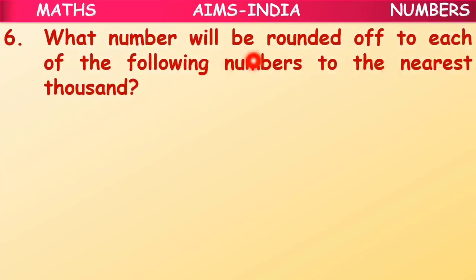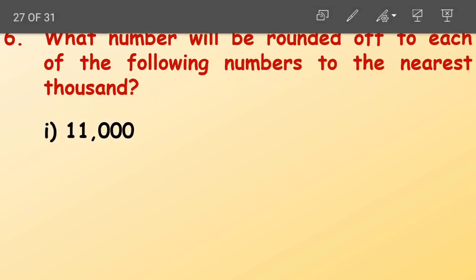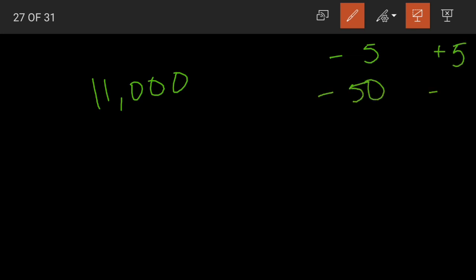What number will be rounded off to each of the following numbers to the nearest thousands? Now 11,000 is given. We have to find out which numbers could be estimated as 11,000. See, for tens we subtracted 5 and added 5. For hundreds we subtracted 50 and added 50. Now for thousands what should we do? Yes, correct guess. We subtract 500 and we add 500.